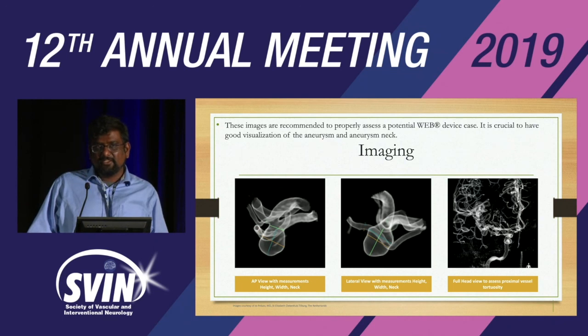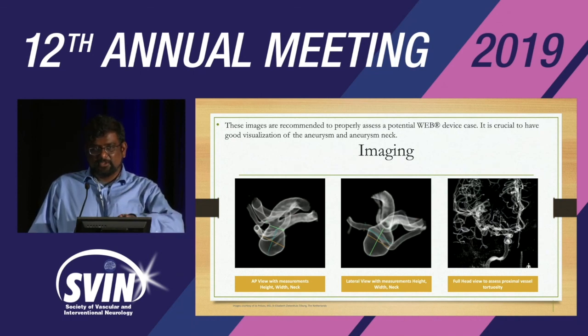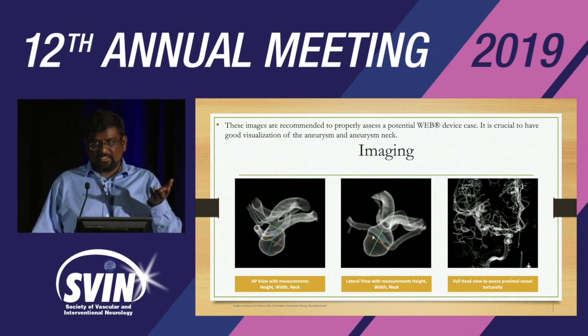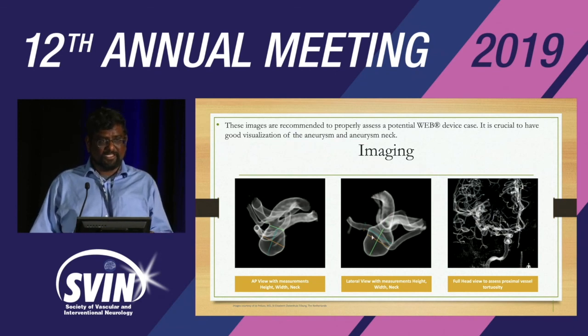I do not actually do my measurements on the 3D images, even though this slide shows it like that. I choose these for the working projections, and I do my measurements on the two-dimensional images because I believe they're more accurate. Now, some people insist on this being transparent or whatever. I don't care. It can be any 3D volume rendered image.